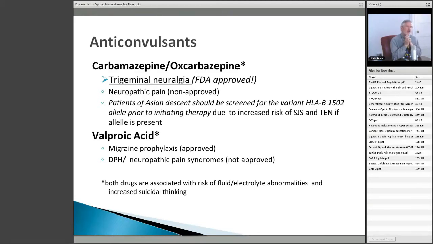Now, one thing I want to impress upon you about this drug if you use it: if you have a patient of Asian descent, you must check this particular allele that I have on your screen, the HLA-B1502. Patients that have this allele are more prone to developing toxic epidermal necrolysis and Stevens-Johnson's, which, as you know, is an awful, potentially fatal illness. So caution with your Asian patients when you prescribe this medication.